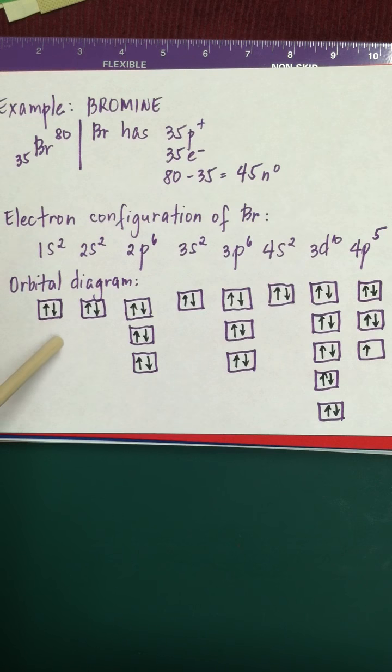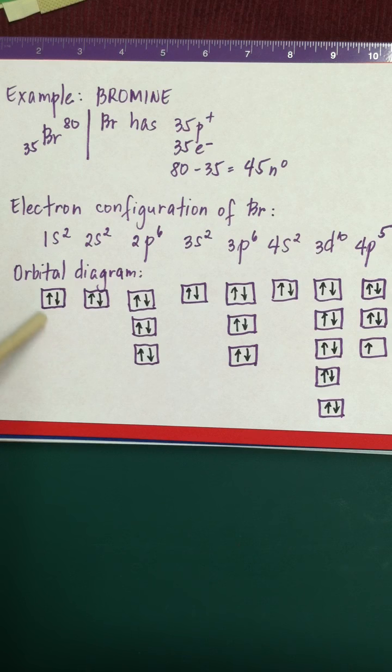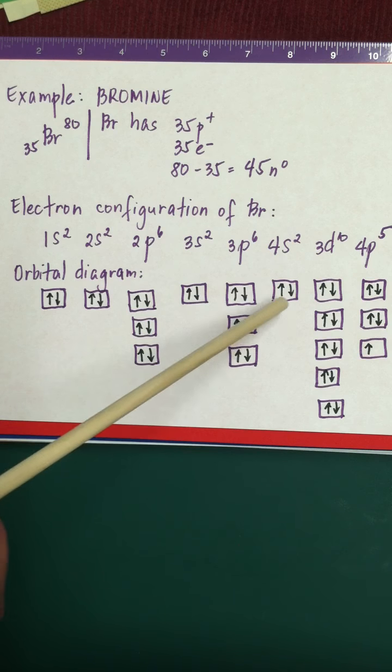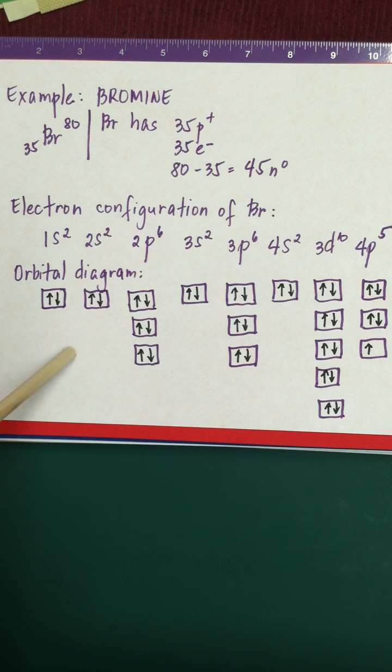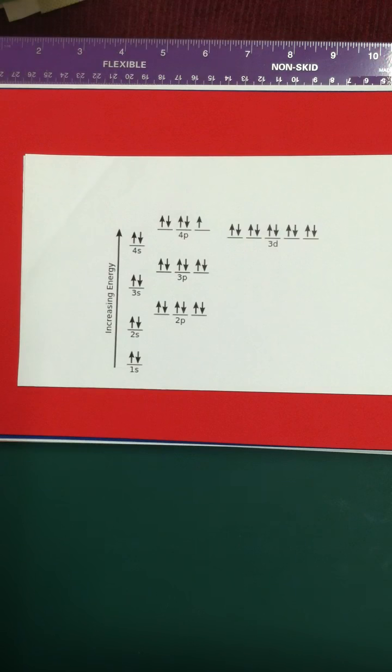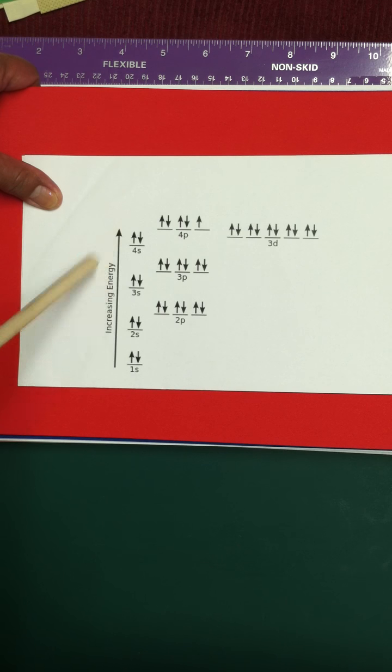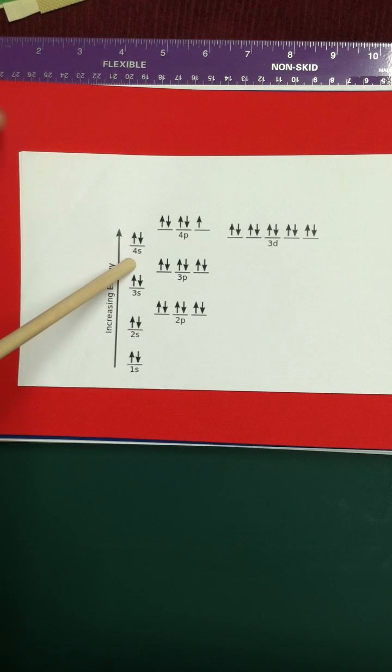So the orbital diagram for bromine will look something like this. All right, so where you draw each of the orbitals and show that each orbital can only have a maximum of 2 electrons. Another way of showing the orbital diagram would be something like this. You can also do this as long as you show each of the orbitals and the 2 electrons in each orbital.